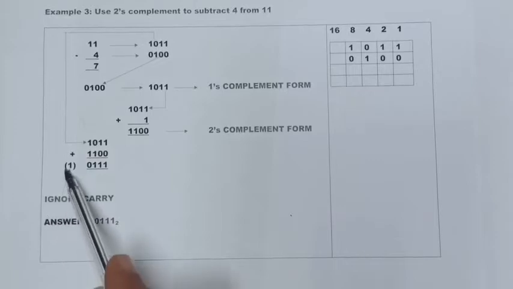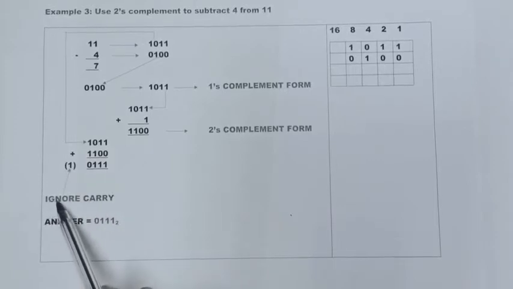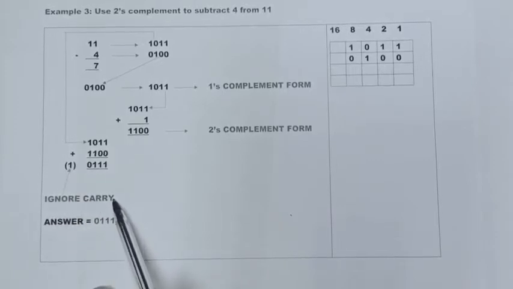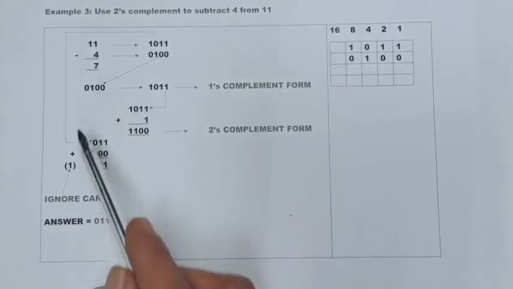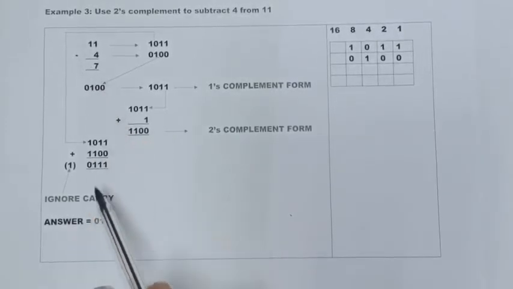What we do in this case when we have a carry is we simply ignore the carry. Right, so there you can see that my answer is 0, 1, 1, 1 to the base of 2, which is 7 when we convert to decimal. And there you can see, you can check your answer. There you have it. 7 in decimal is 0, 1, 1, 1 in binary. Right, so let's go to my next example.